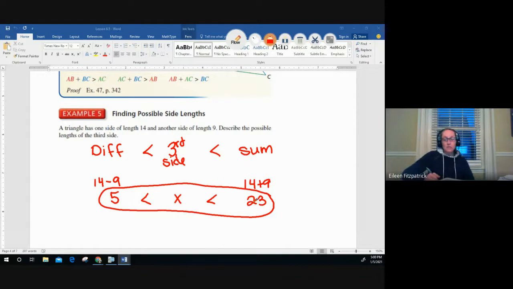and a number less than 23. So it could be a 20, a 21, a 22, or it could be a 22.9, because fractions and decimals will work as well. But if we're just talking whole numbers, that means the third side could be a 6, a 7, an 8, a 9, a 10, an 11. I showed you 10 and 11 worked, right? A 12, a 13, anything up to 22, where, like I said, 22.9 will work as well. So those are the possible third side lengths.